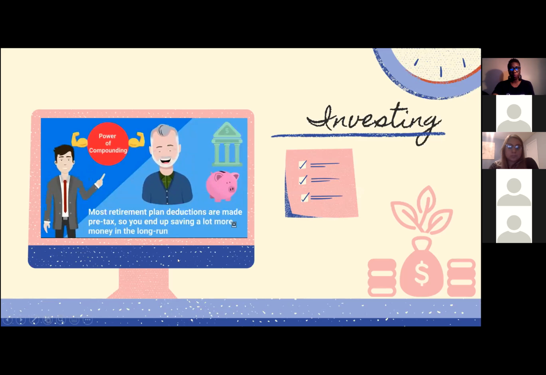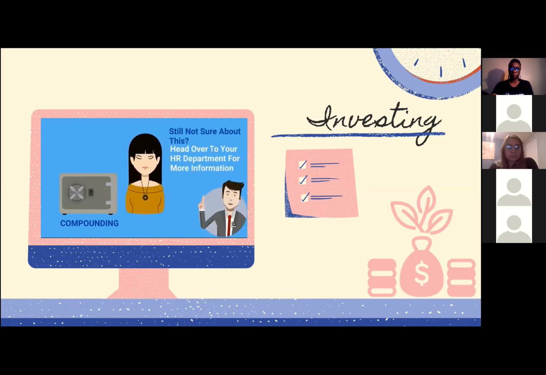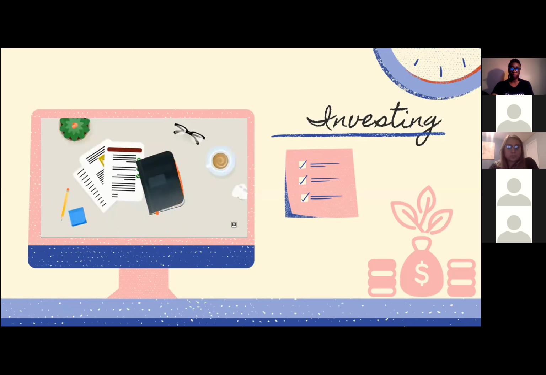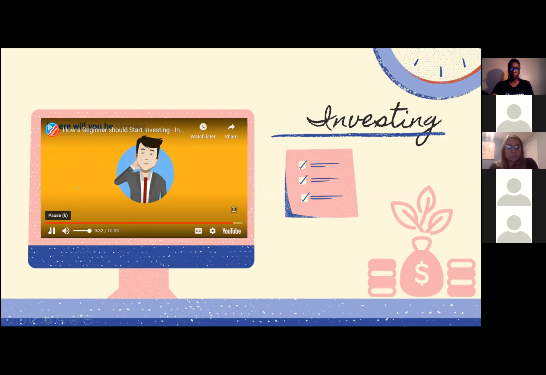The power of compounding also plays a key role here in growing your money. A little contribution every month can create a pool of money in a couple of years through compounding. Still not sure about this? Head over to your HR department for more information. All in all, follow our short guide for investing and you should be all right. With that said, where will you be starting your investment journey?